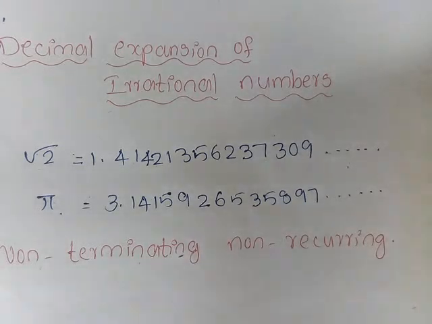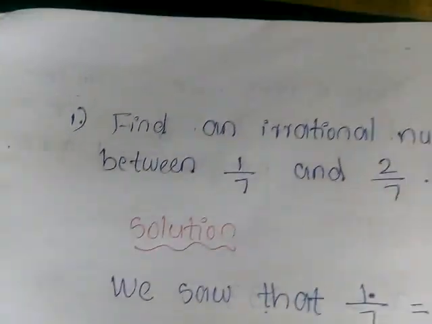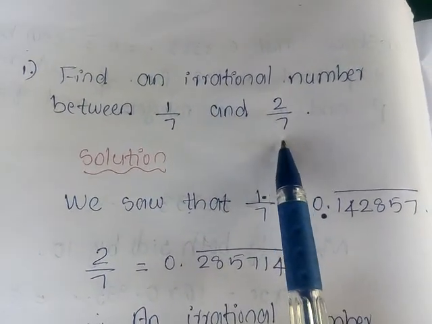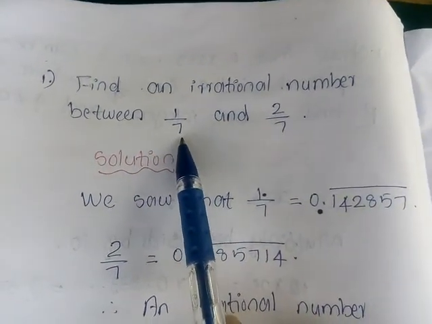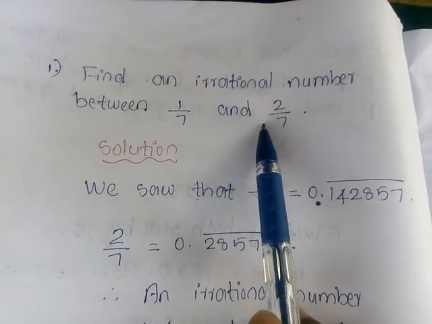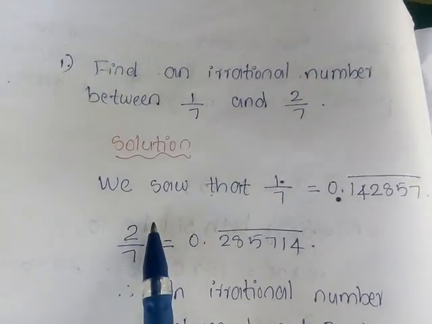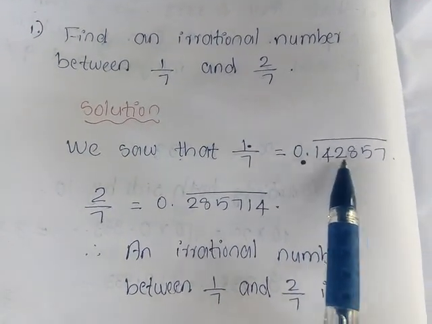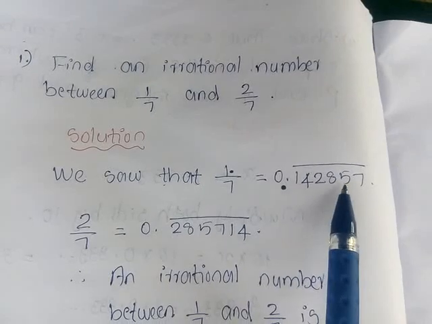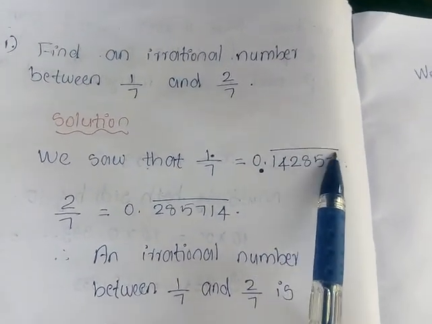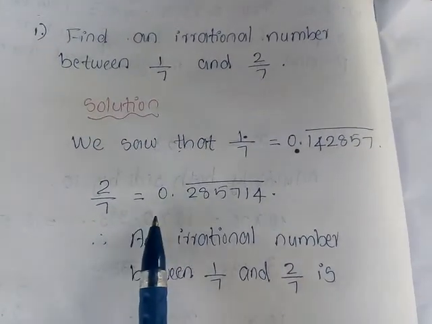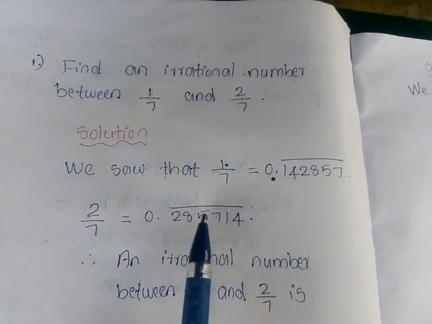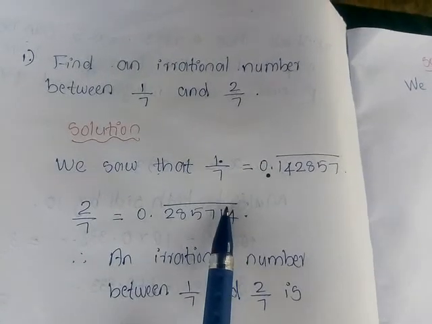Now we will check some examples. Find an irrational number between 1 by 7 and 2 by 7. We need to find the decimal form of 1 by 7 and 2 by 7 by division. We saw that 1 by 7 is equal to 0.142857, and 142857 is repeating, so we put a bar above it. 2 by 7 is equal to 0.285714, and 285714 is repeating, so we need a bar above this.